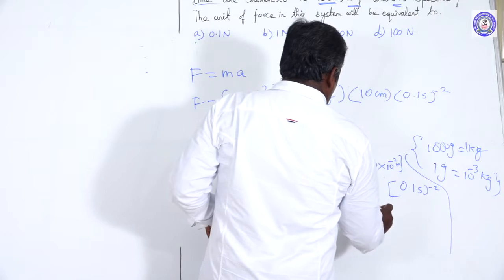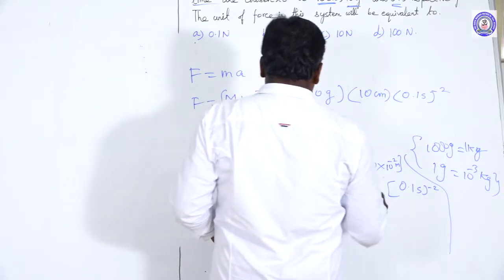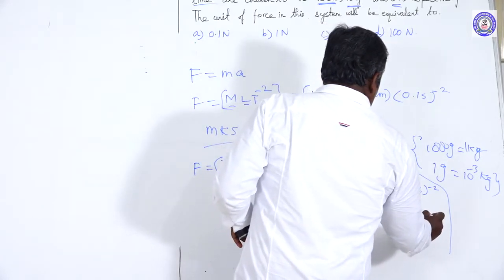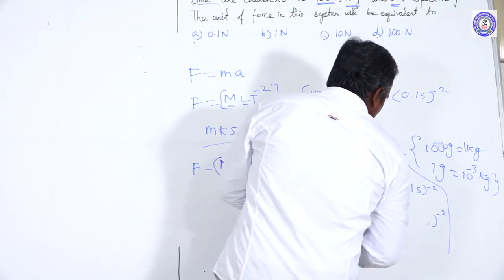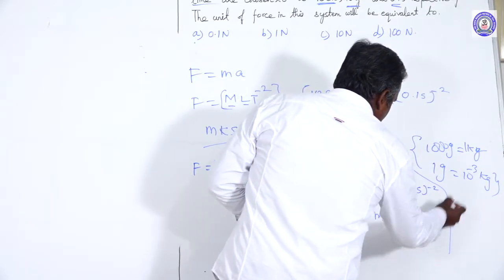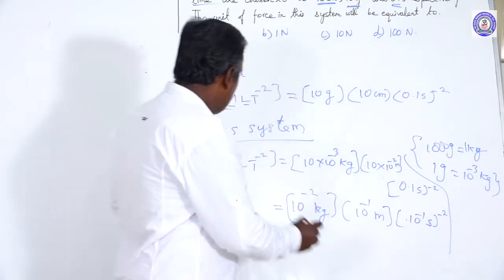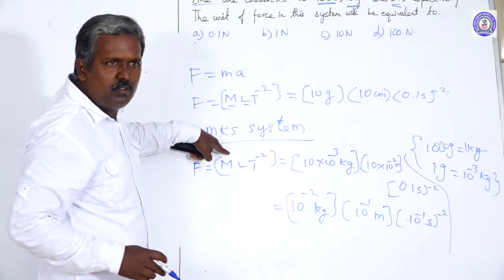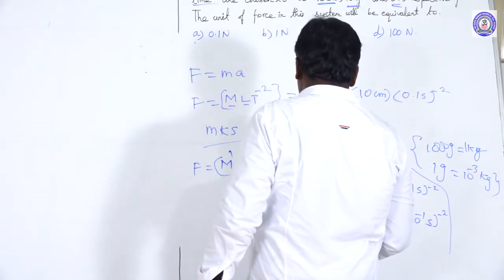And 10 power minus 1 meter, and 0.1 second, or 0.1, 10 power minus 1 second, power minus 2, correct? Or 1 into 10 power minus 1. Then the powers, that is important, no? It is power 1, no? 1 minus 2.